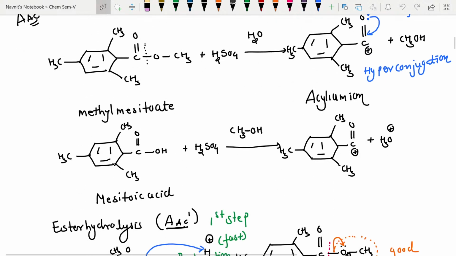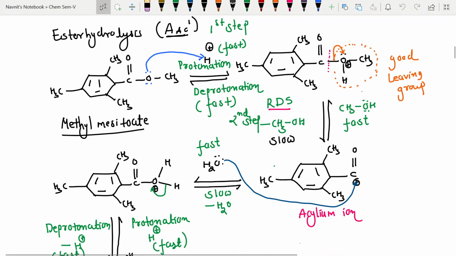And the esterification that we have explained by taking the example of mesitoic acid. The first mechanism that we have discussed is ester hydrolysis, that is AAC1. When methyl mesitoate is treated with acid and water, it gets hydrolyzed and gives mesitoic acid and methanol. What will be the mechanism of this reaction? So first, methyl mesitoate gets protonated and gives the protonated ester.